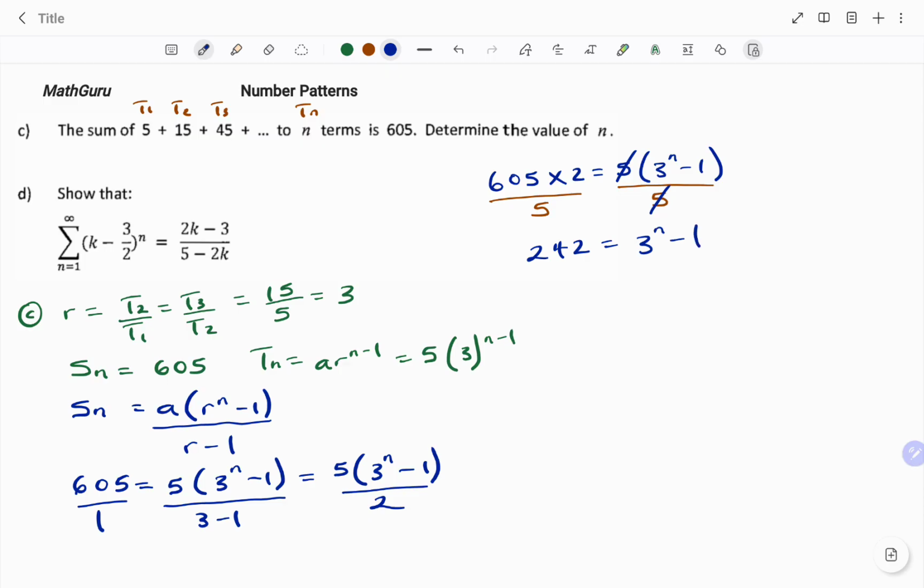The next step, I'm going to add 1 to both sides, so I have 3^n equals 243. That's me moving my negative 1 to the left hand side, it becomes a positive. So therefore, using prime factorization, I'm going to change my 243 to exponential form. So I have 3^n equals 3 to the power of 5. And because the bases are the same, I'm going to equate the powers. So therefore my n is equal to 5.